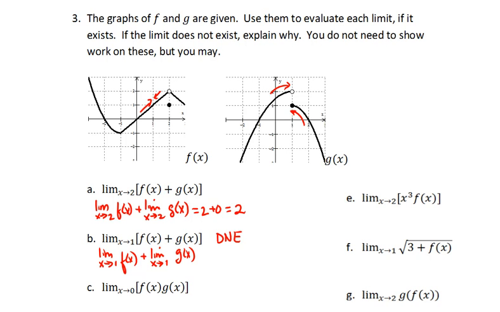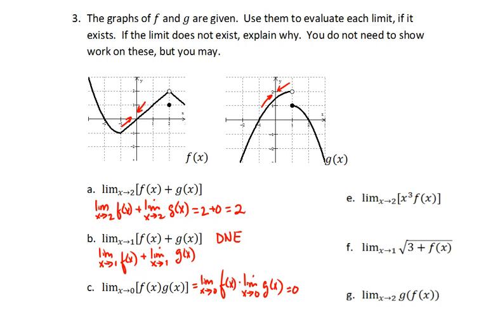In problem C, we have the limit as x approaches 0 of f of x times g of x. And just as the limit of a sum is the sum of the limits, the limit of a product is also the product of the limits. And so we have the limit as x approaches 0 of f of x times the limit as x approaches 0 of g of x. The limit as x approaches 0 of f of x, well, that's 0. The limit as x approaches 0 of g of x, that's roughly 1.5, but 0 times 1.5 is still 0.